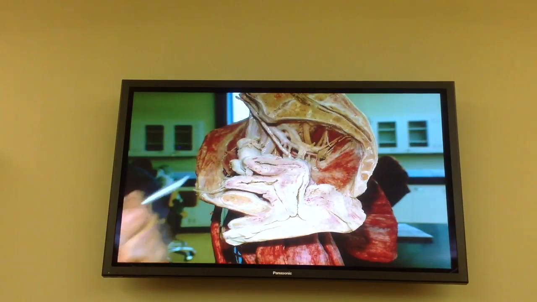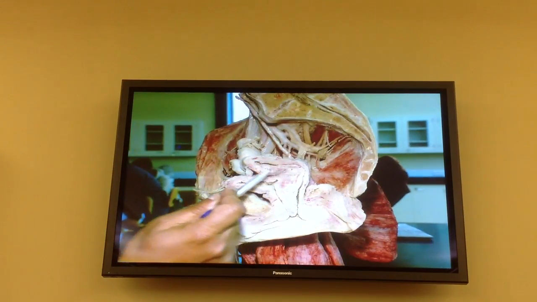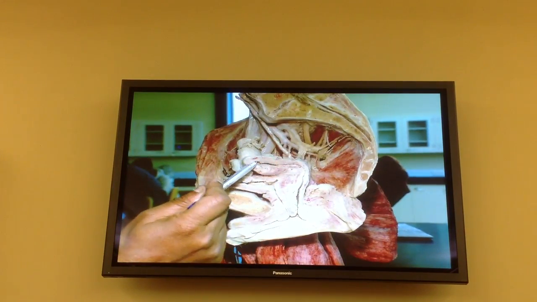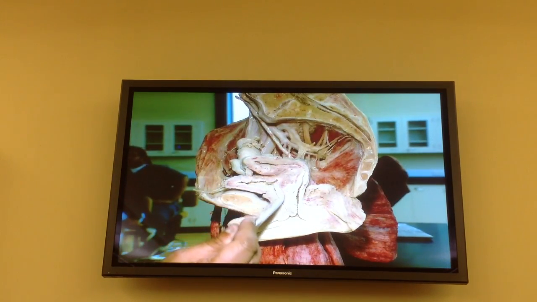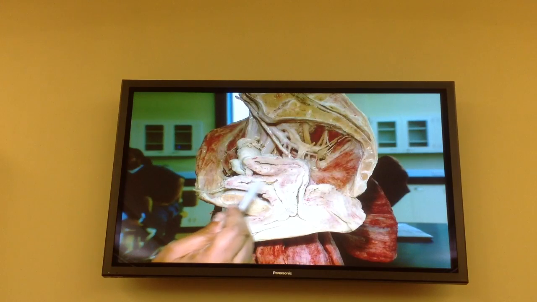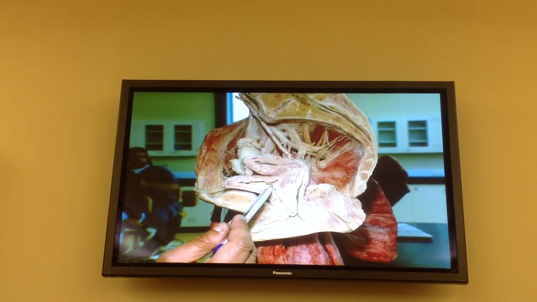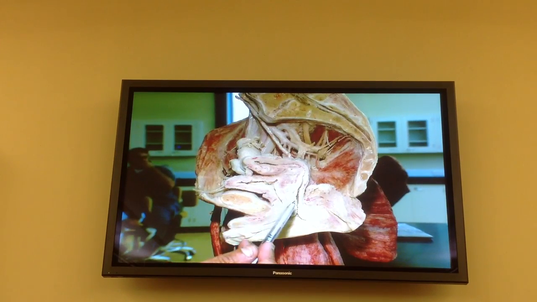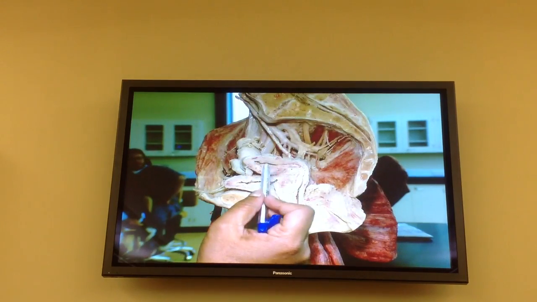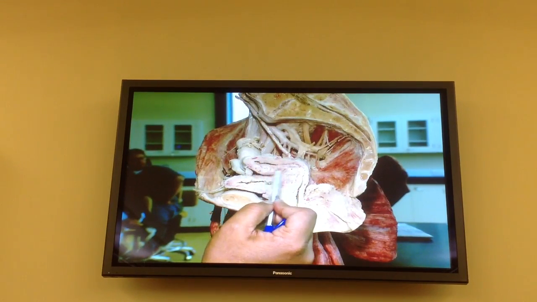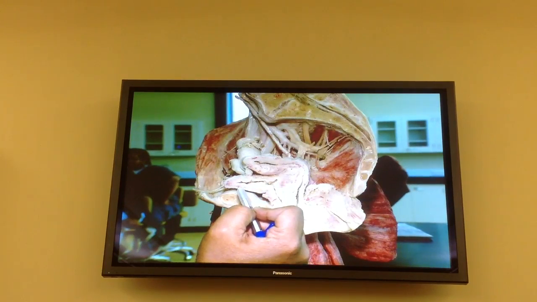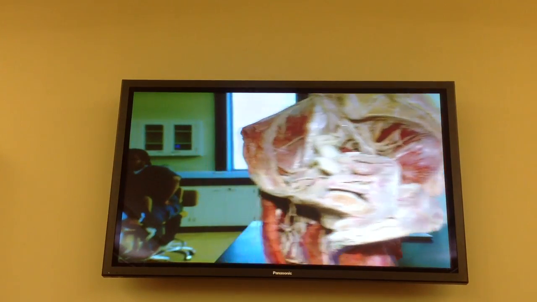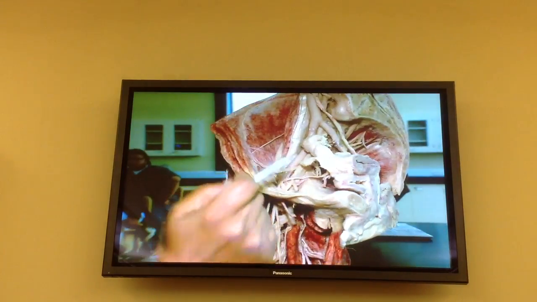Let me show you, what is this? Urinary bladder. What is this? Uterus. Yeah. This is uterus. This is uterus and this is urinary bladder. Okay? And to that, yeah.